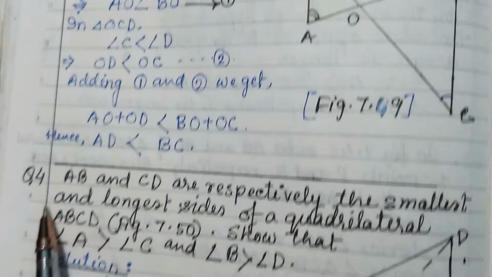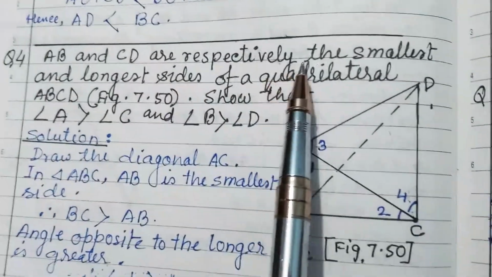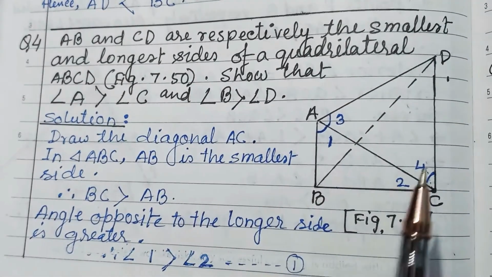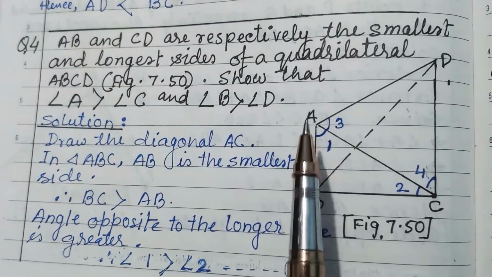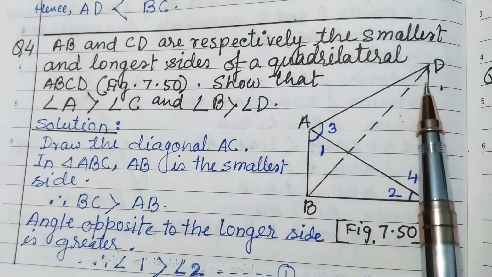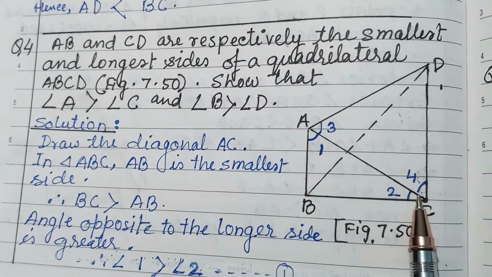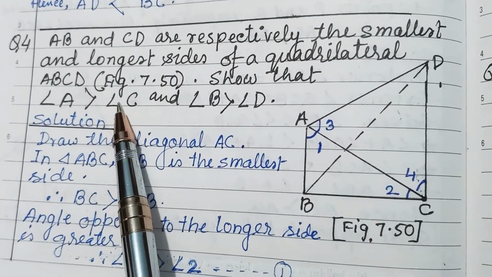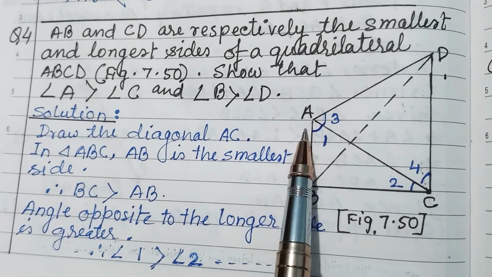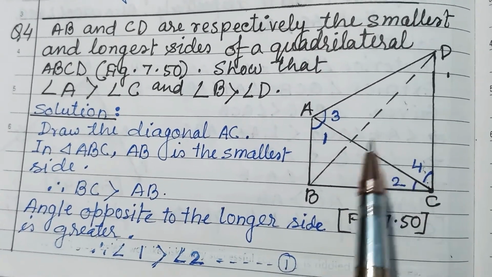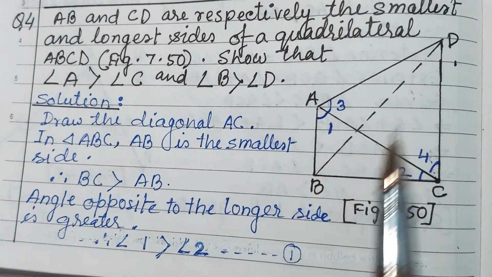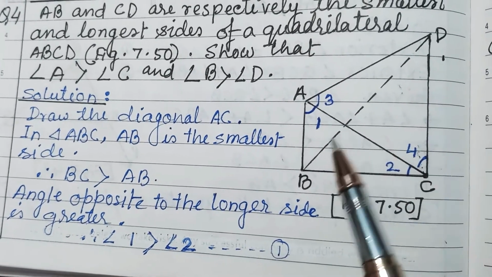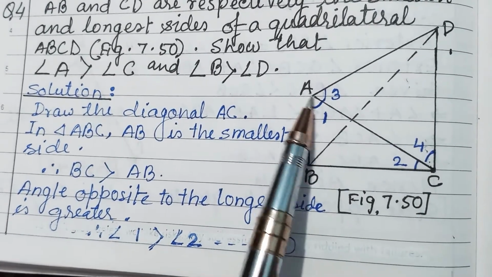Next is question number 4. AB and CD are respectively the smallest and longest sides of the quadrilateral. In this quadrilateral, the smallest one is AB and the longest is CD. Show that angle A is greater than angle C, and similarly angle B is greater than angle D. We have to prove that. Now, for proving it, construct BD and AC.